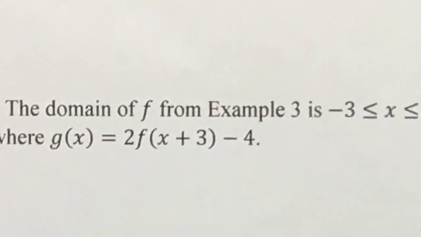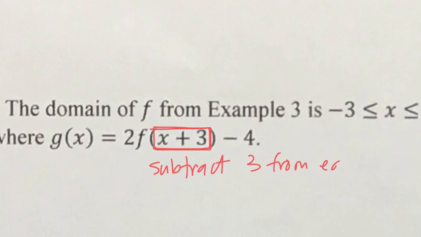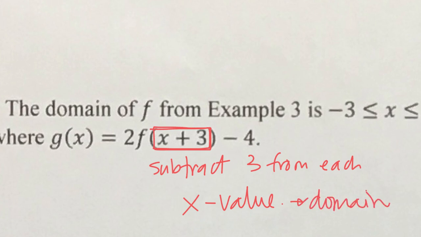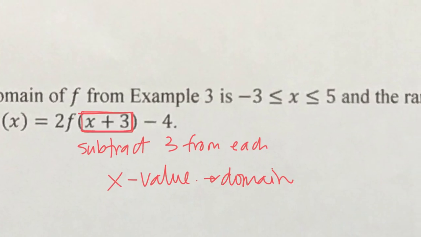So how is this changed? So what are we going to do to all of our x terms? What does this say to do to your x term? That says left 3. So we're going to subtract 3 from each x value. And where do we find your x values? From your domain. Right? Your x values are your domain stuff. So anything in parentheses affects your x values and your x values only.